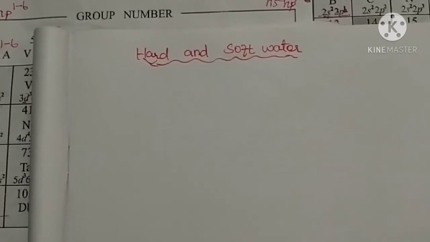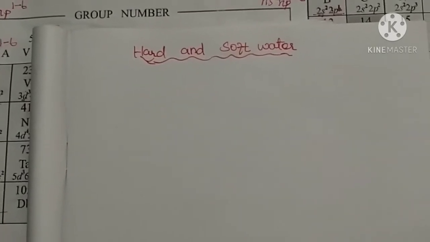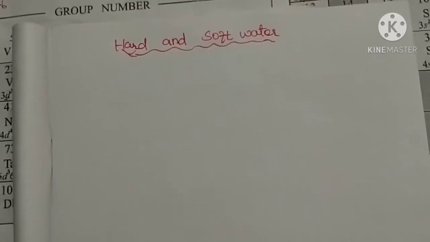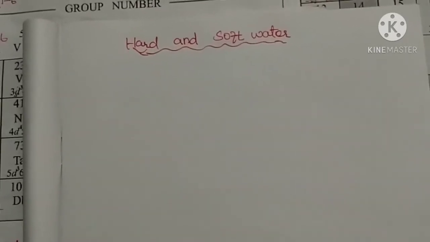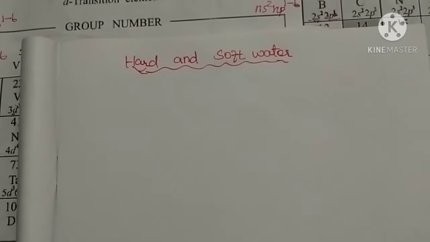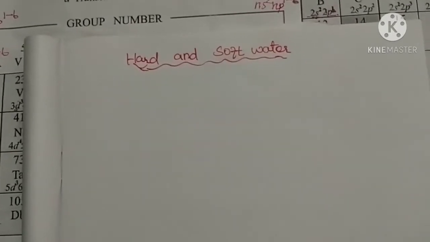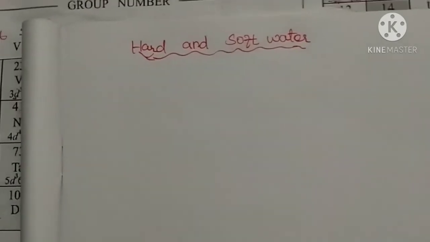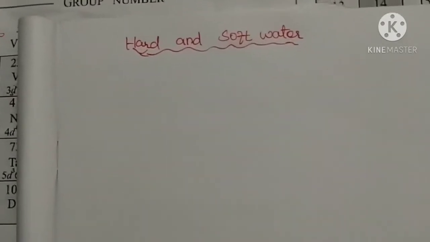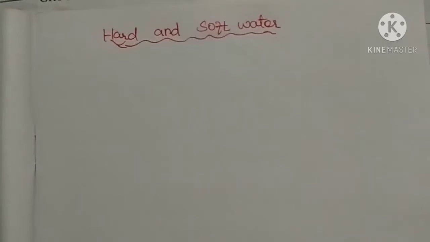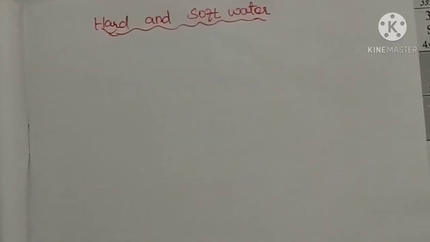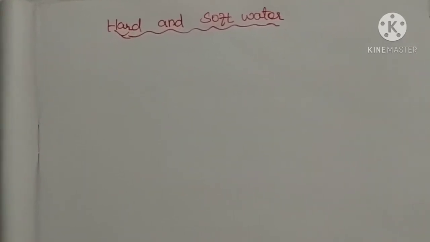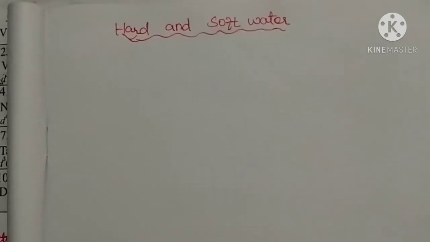Soft water is what we use in daily life. Most of the water is soft water, and it can produce more bubbles and more froth with soap, detergent, and the liquids we use for cleaning or any kind of purpose. So hard water means water that contains a high amount of mineral ions.